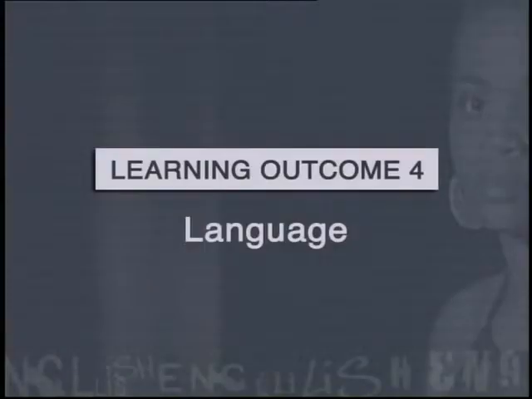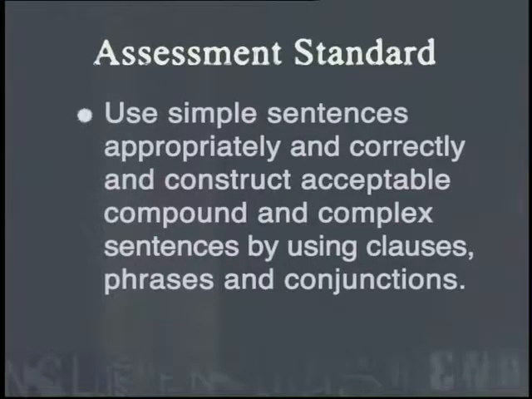The following lesson is linked to Learning Outcome 4, Language, and addresses the assessment standard that requires learners to use simple sentences appropriately and correctly, and construct acceptable compound and complex sentences by using clauses, phrases, and conjunctions.